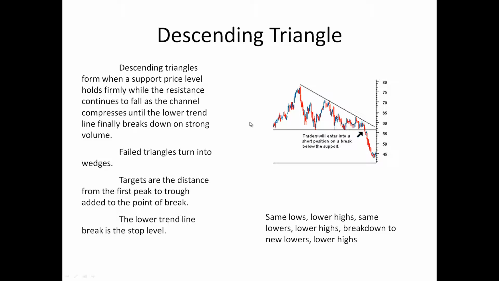Now, targets are the same thing, where you take from the top to the bottom, and then you bring it down from the support line to wherever the target or the price range was. The lower trend line break is the stop level. Now, this is important because this is a trailing stop. It's not a fixed stop, because as new data comes in, this diagonal trend line is going to continue to push lower, and that will be your stop, and vice versa for ascending triangles.